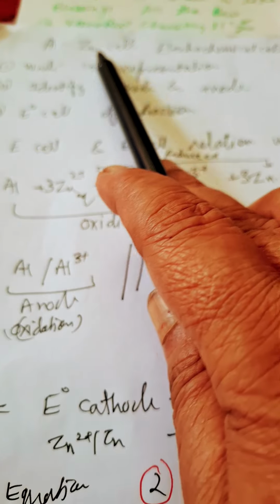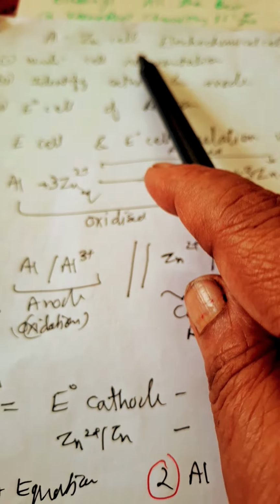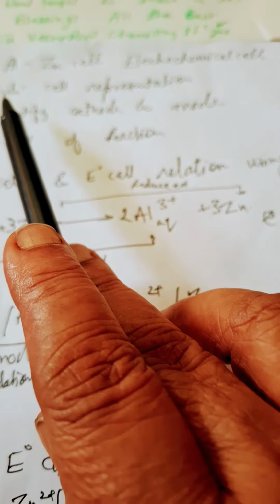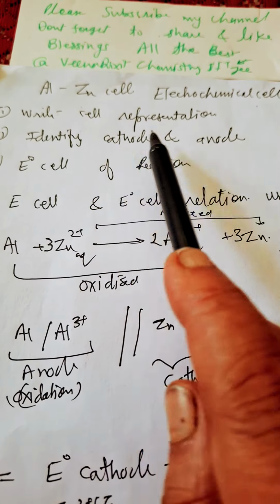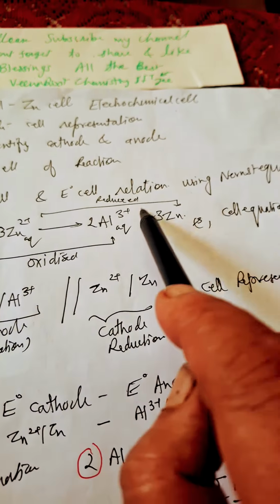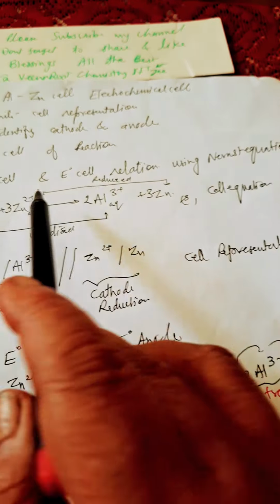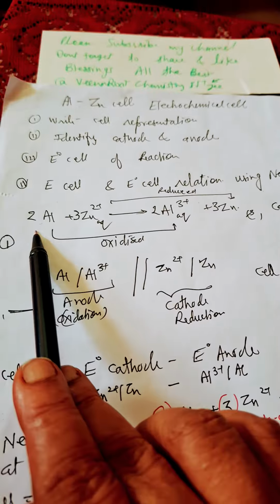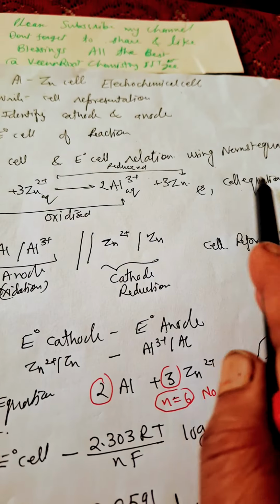Here, for an aluminum-zinc electrochemical cell, how many types of questions can they ask? Write the cell representation. Second, identify the cathode and anode, the E naught cell of the reaction, and the E cell and E naught cell relationship using the Nernst equation. Okay, so here we will discuss; first I will tell you the cell equation.